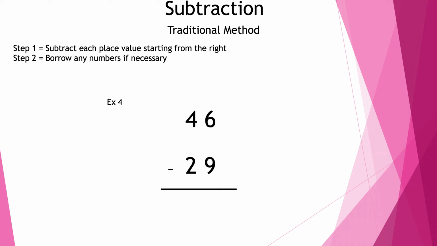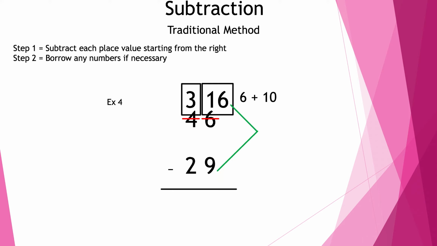Now let's take a look at this one where we have a 2-digit minus a 2-digit where we have to borrow. So let's go ahead because the 6 is smaller than the 9, so we have to borrow from the 4 and then change that to a 3. Now we need to add the 10 to the 6. We're going to go ahead and change the 6 to a 16.